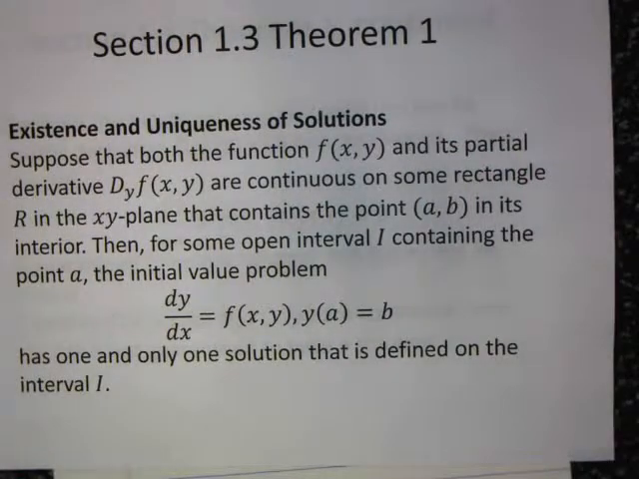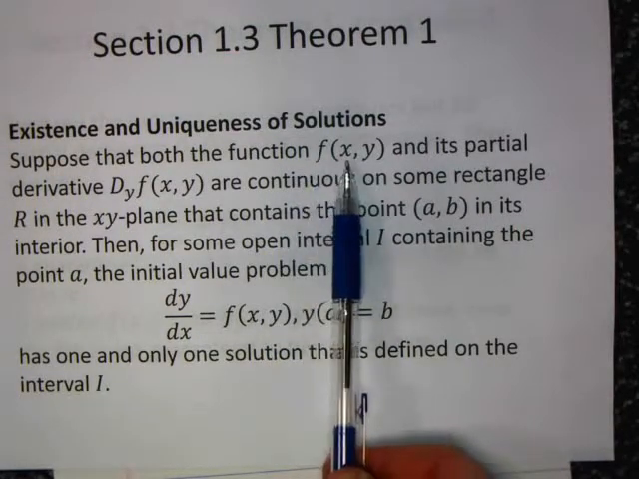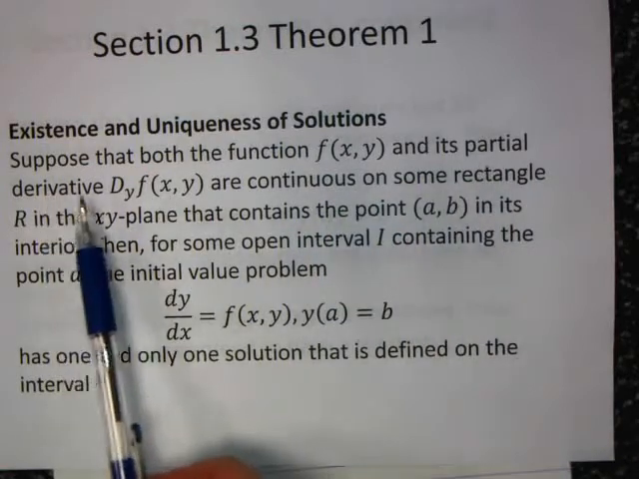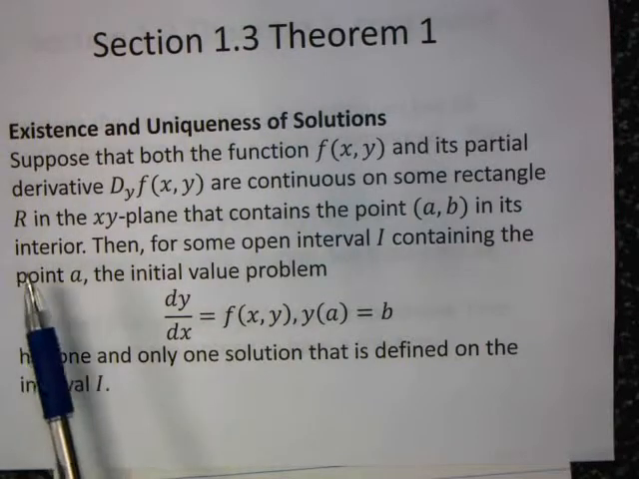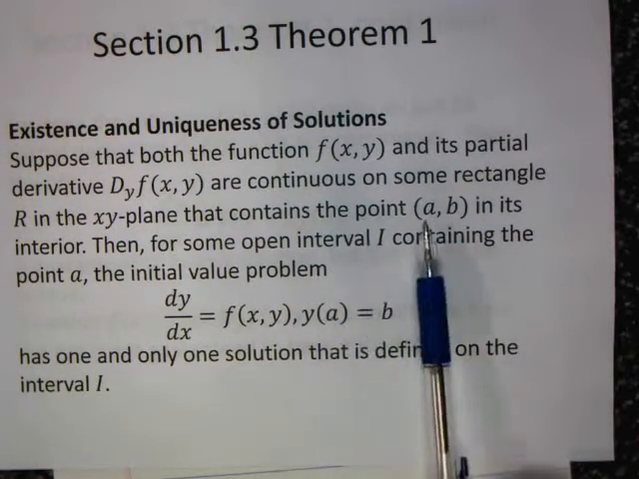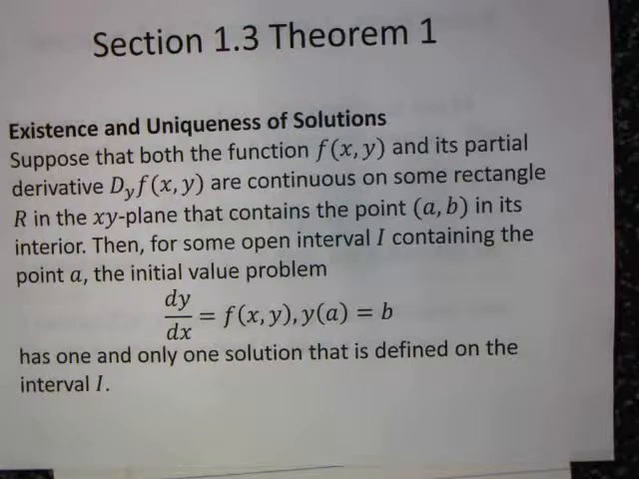All right, so we have a theorem today. You don't really need to write this down in your notebook. This theorem is given in your book. You can look it up. What this gives us is an idea of when we will actually have solutions to differential equations. And so this theorem says, suppose that both functions f and its partial derivative with respect to y are continuous on some rectangle R in the xy plane that contains the point a comma b in its interior.